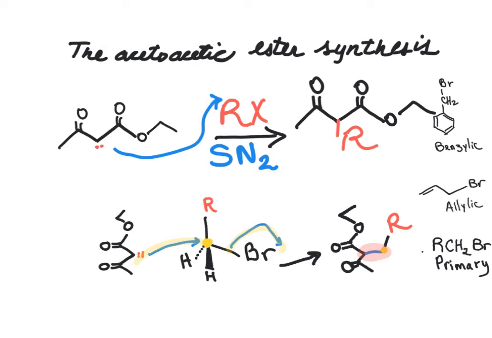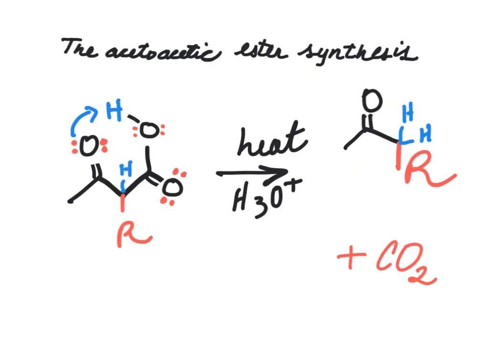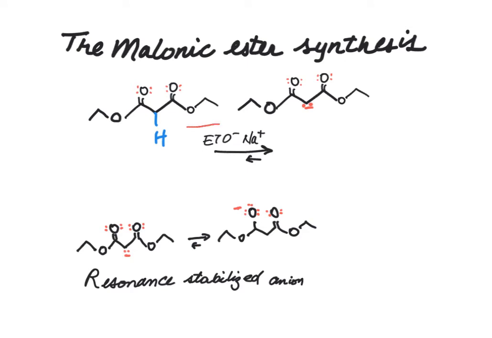the dicarbonyl compound. The next step is the hydrolysis of the ester group to produce one carboxylic acid group. This carboxylic acid will undergo decarboxylation to produce a ketone. The deprotonation of malonic ester forms a relatively stable enolate ion. This is similar to what was previously discussed with the synthesis of ketones from the acetoacetic ester. The enolate can also be alkylated and decarboxylated to produce a carboxylic acid.